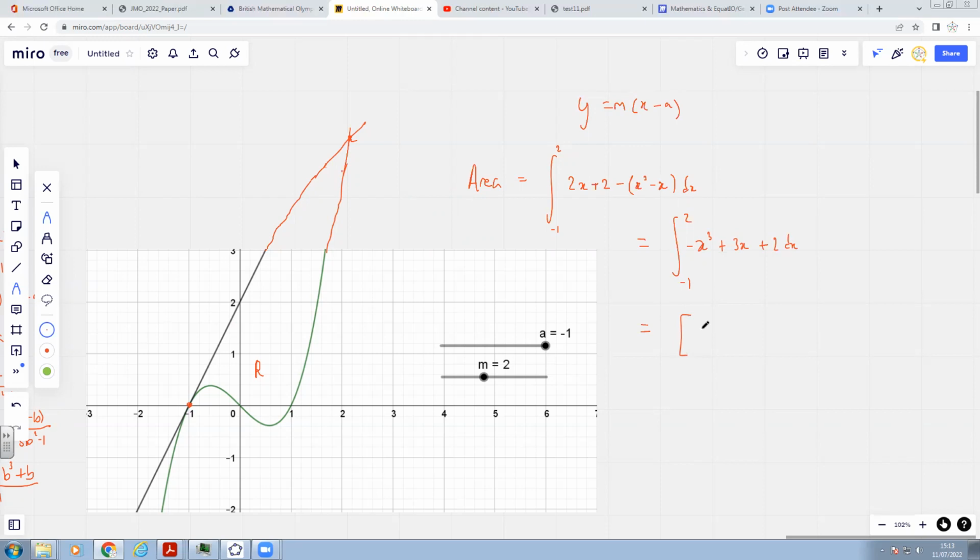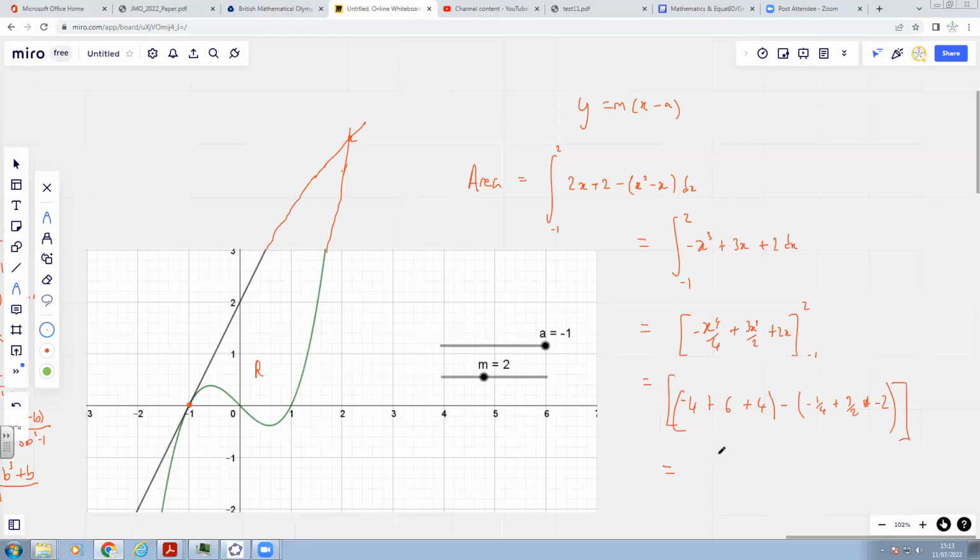Integrate it in the normal way. Minus x to the power of 4 over 4 plus 3x squared over 2 plus 2x. Between 2 and -1. And then plug it in. 2 to the power of 4 is 16, minus 16 divided by 4 is -4, plus 4 times 1/2 is 6, plus 4, that's the easier bit done, minus, then we're going to get -1 to the power of 4 over 4, well, I'm pretty sure that's -1/4, plus 3 over 2, plus -2.